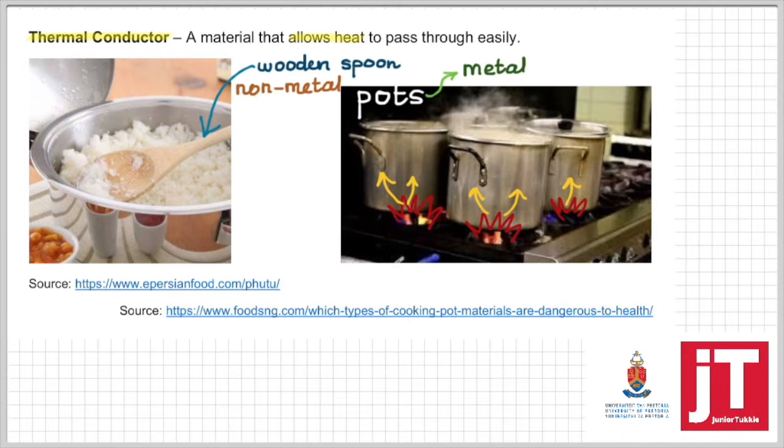It is because wood is a non-metal and therefore an insulator. A thermal insulator is a substance that does not allow heat to pass through it. Imagine trying to cook pap with a metallic spoon. Your hand would burn very easily and would make cooking pap or any other food very, very difficult.